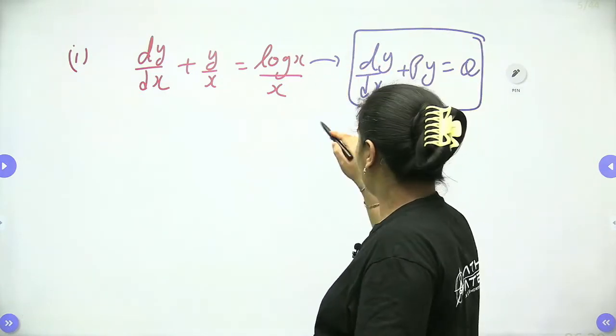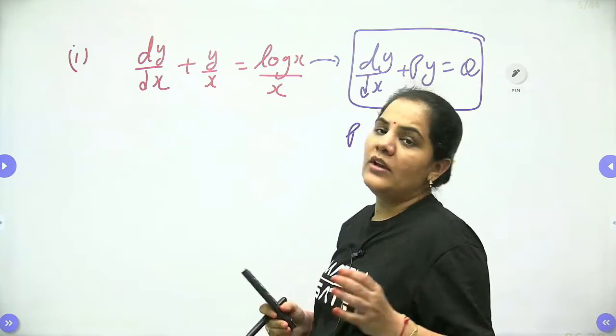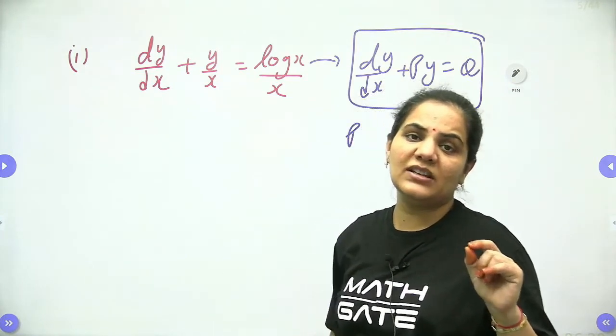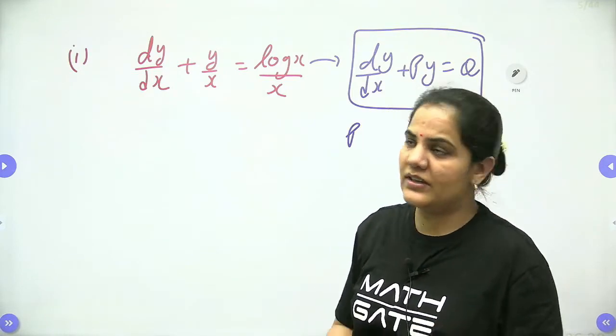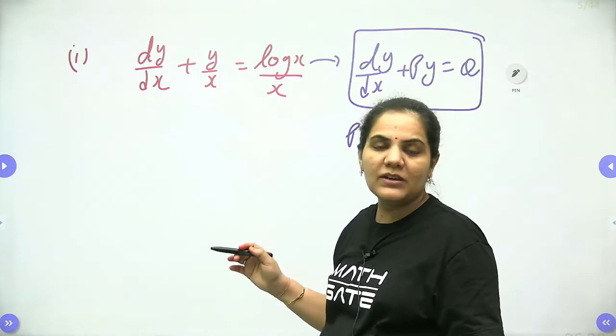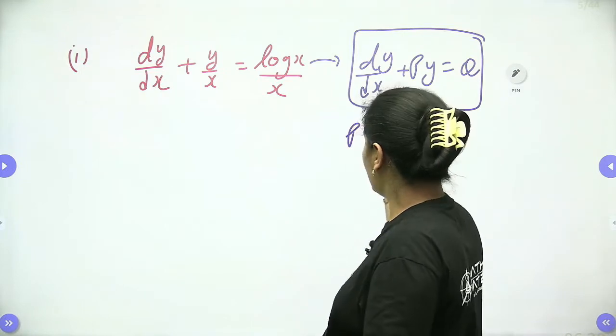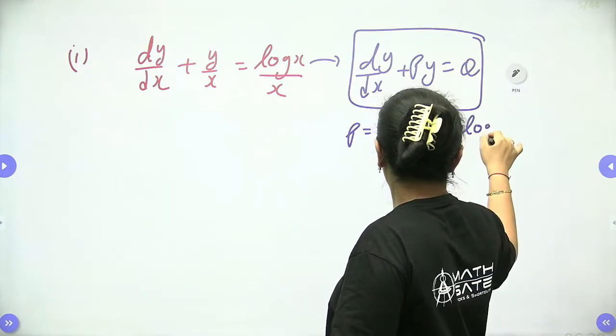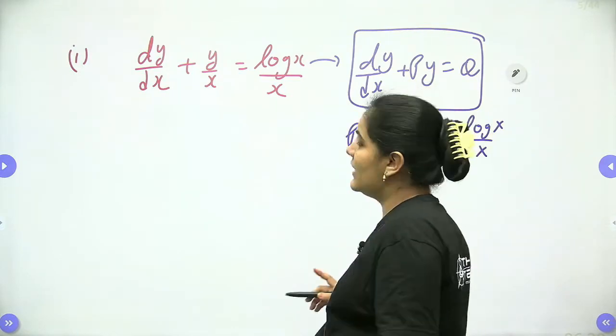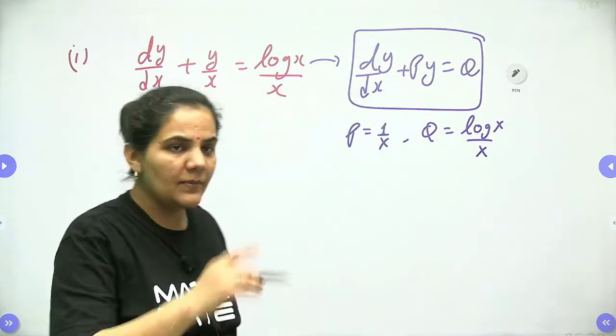As I already told you, whenever we have a differential equation in the form of dy by dx, p and q will be functions of x only. So here you can say p is equal to 1 by x, and q is equal to log x by x. So we can say that p and q both are functions of x only, right?